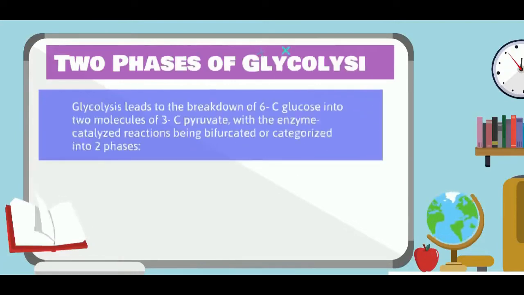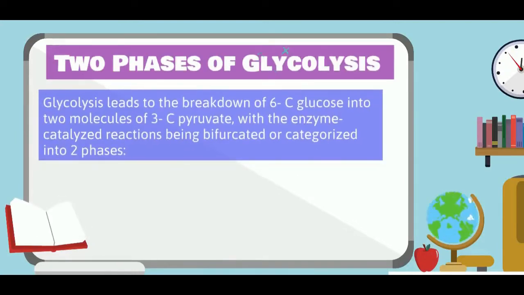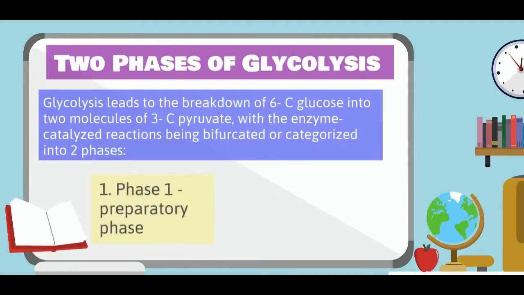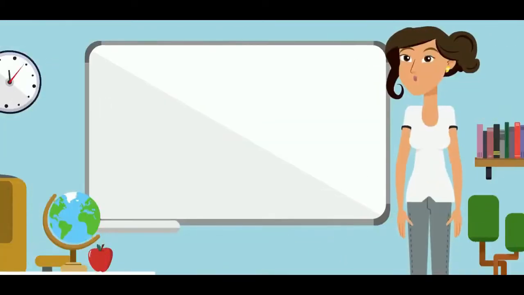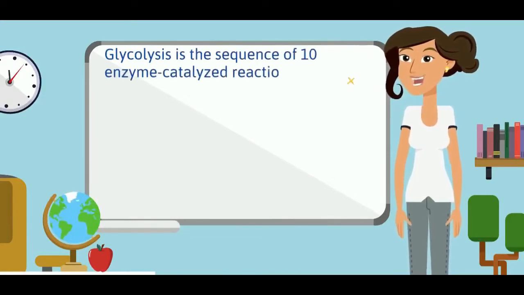Two phases of glycolysis. Glycolysis leads to the breakdown of 6C-glucose into two molecules of 3C-pyruvate, with the enzyme-catalyzed reactions being bifurcated or categorized into two phases. 1. Phase 1, preparatory phase. 2. Phase 2, payoff phase. Glycolysis is the sequence of 10 enzyme-catalyzed reactions that converts glucose into pyruvate with the simultaneous production of ATP.